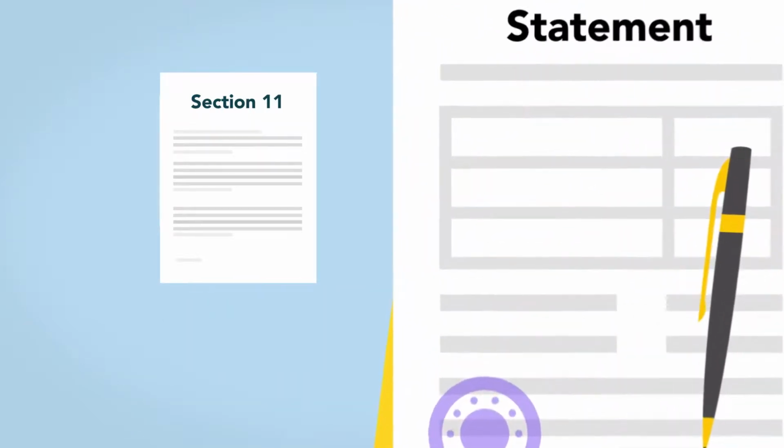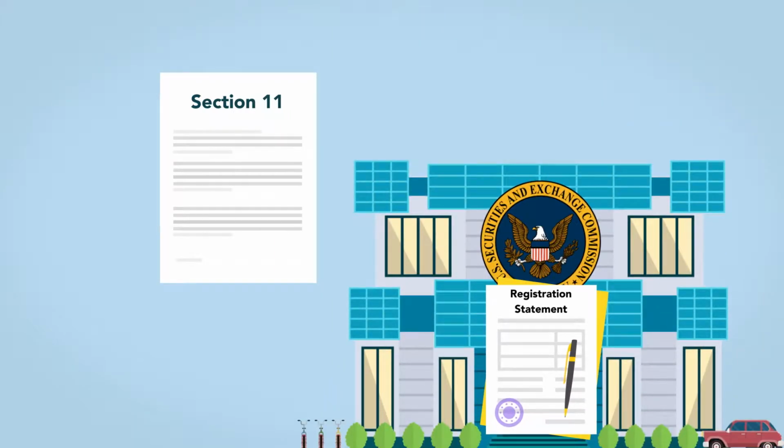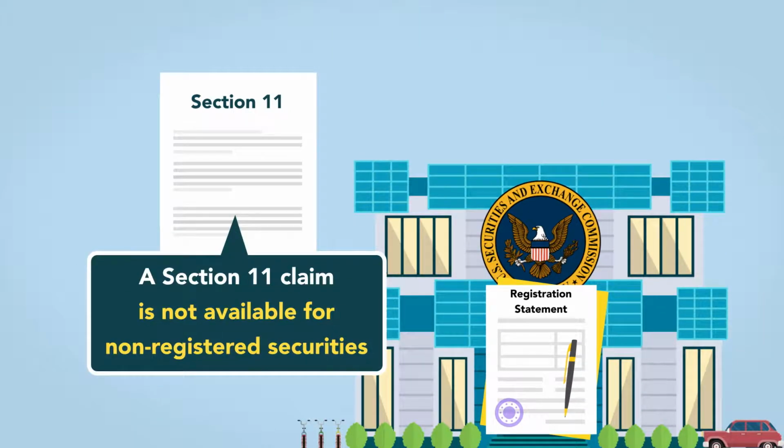Section 11 applies to registration statements that contain untrue statements of material fact or omit material facts that make it misleading. Because registration statements are filed only for public offerings, a Section 11 claim is not available for non-registered securities.